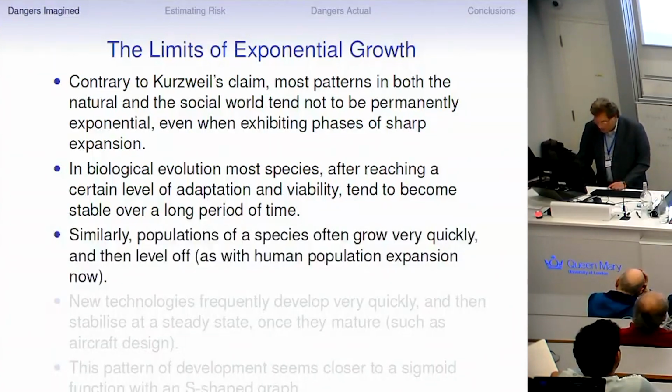You see it even more clearly in population growth. So population growth will very often be explosive. That is, it'll be highly exponential for a period and then level off. This is exactly what's happening to human population growth.